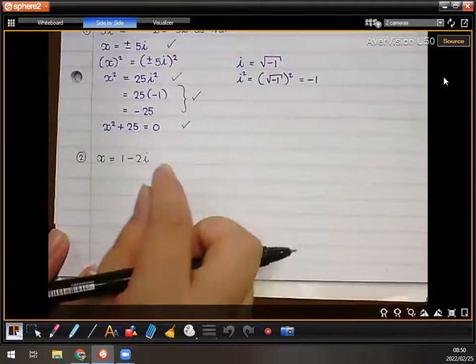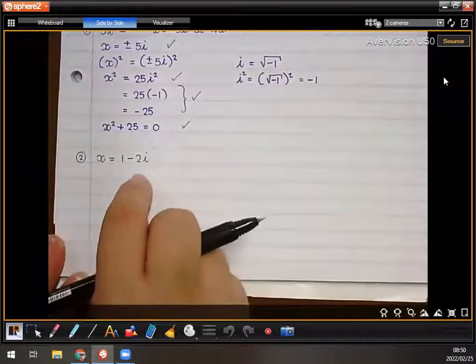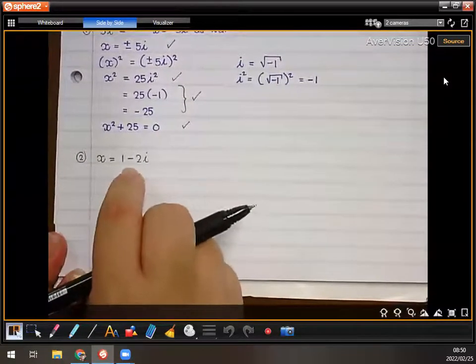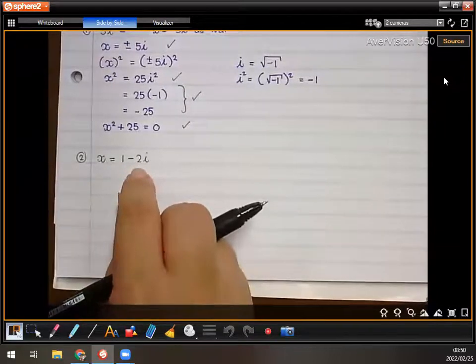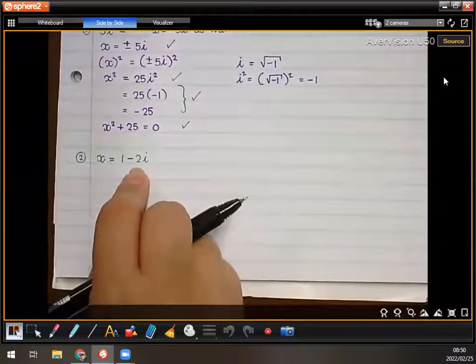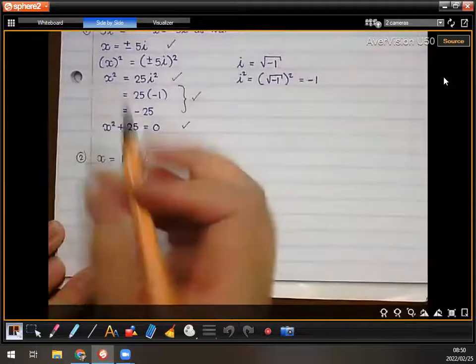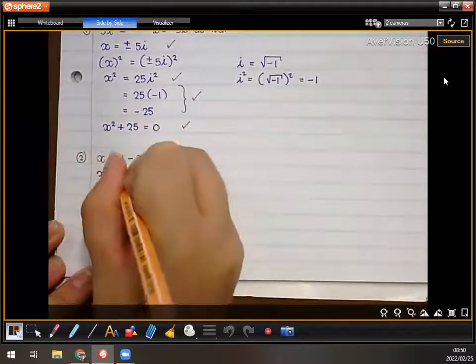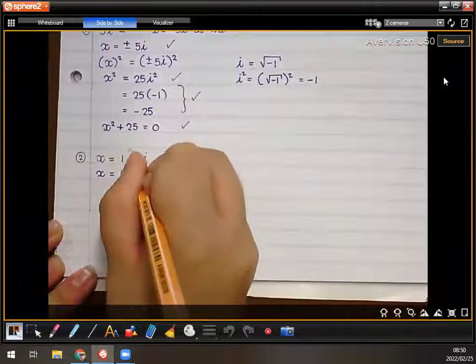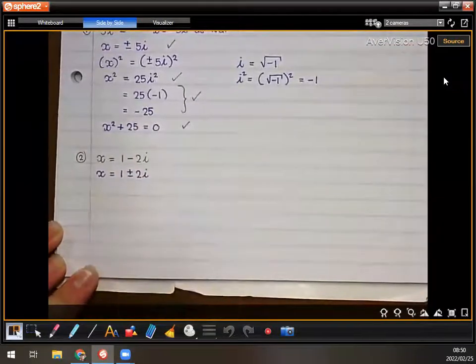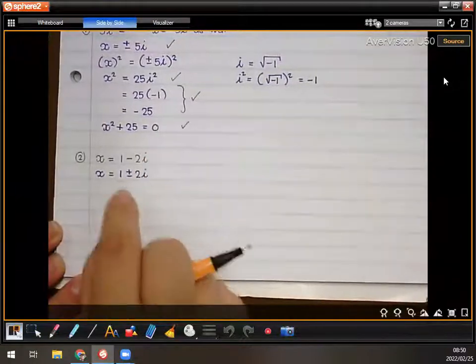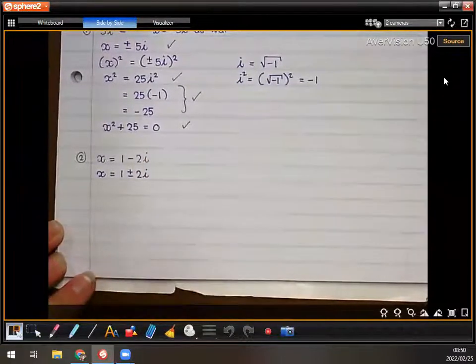Now we see, okay, 1 minus 2i is a complex solution. So that means that 1 plus 2i is also going to be a solution, right? So that is the first thing that we write, guys. You're going to say x is equal to 1 plus or minus 2i. Again, guys, you get a mark for having that knowledge, for knowing that both answers will be there.